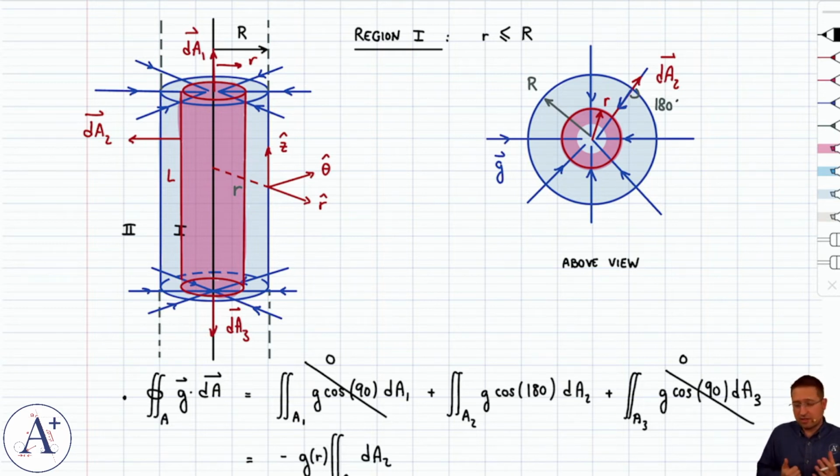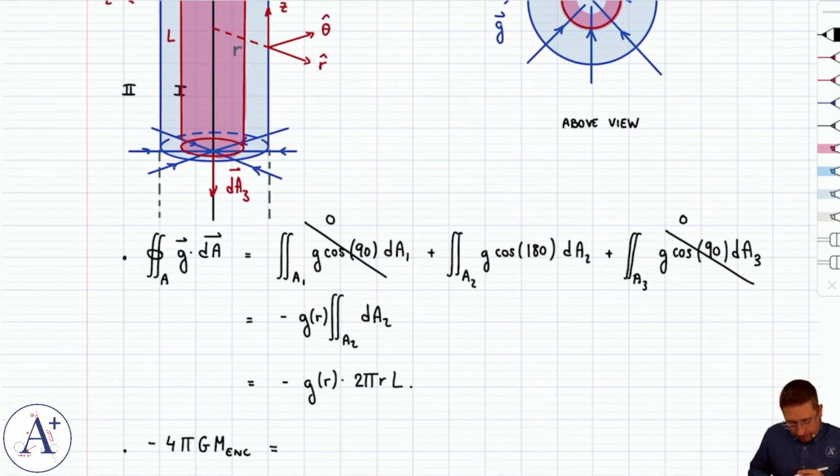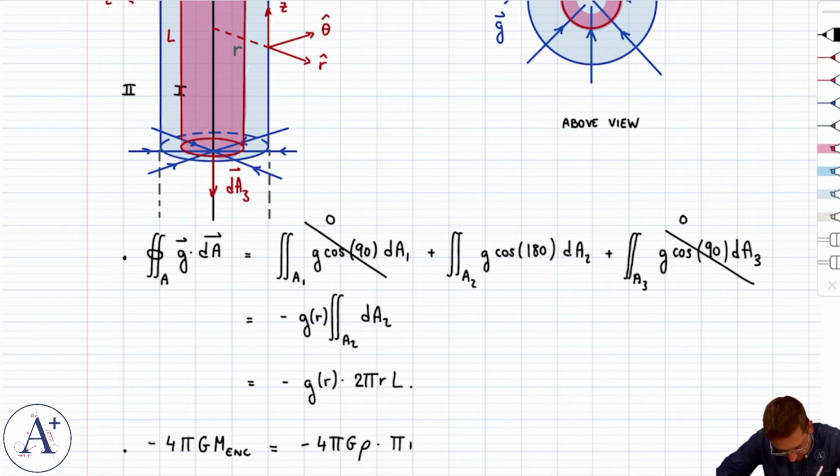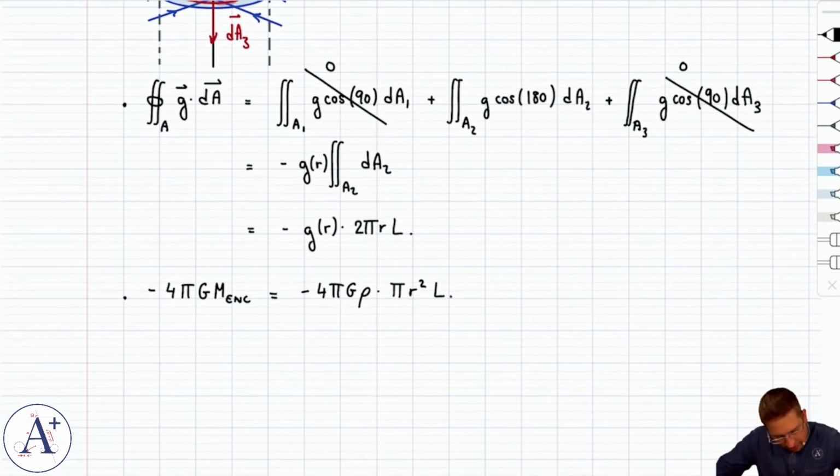Now, that's easy to do. Rho is mass per volume. If I multiply rho, which is constant, by the volume of this red cylinder, I get the enclosed mass. So let's write this out. It's minus 4 pi G rho multiplied by the volume of the red cylinder. That is the area of the base, which has a radius little r, times height L. And by Gauss's theorem, these two quantities are equal.